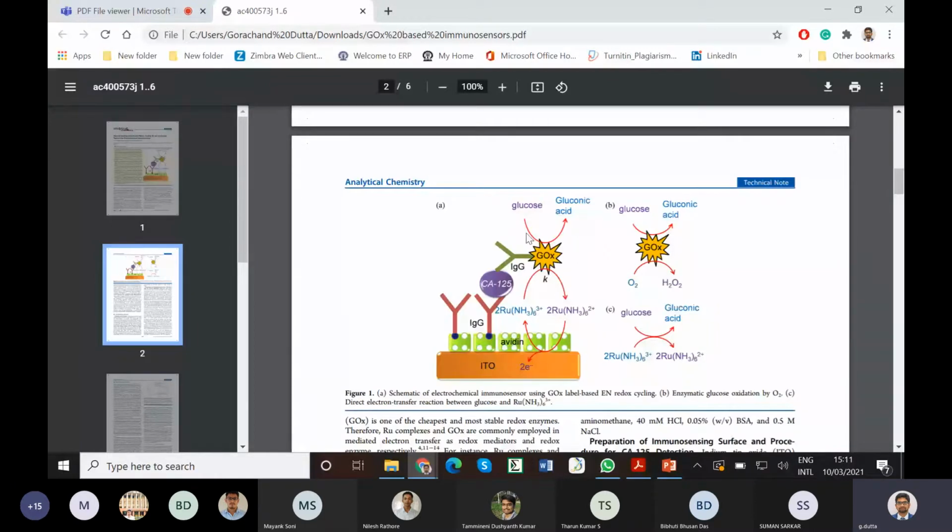They use some ruthenium hexamine mediator, and they use glucose as the substrate, and this glucose reacts with the glucose oxidase. And in part B, they mention that oxygen can also react with glucose oxidase.